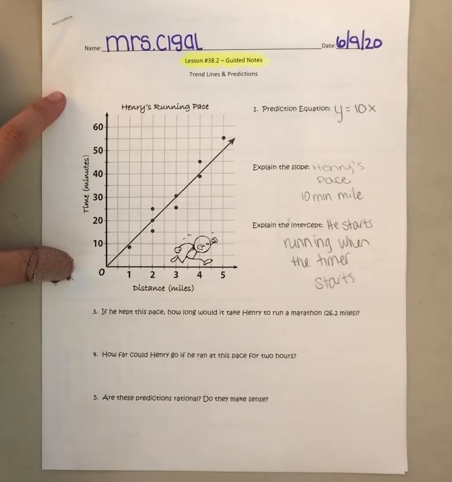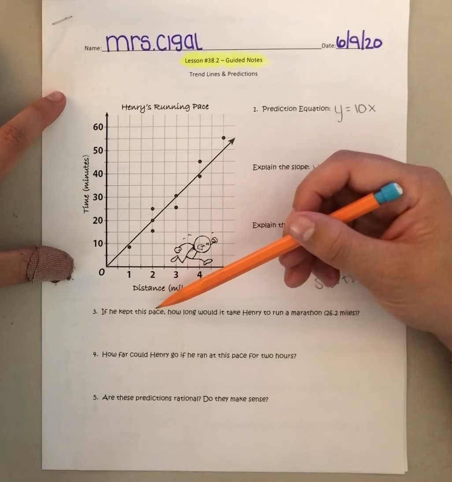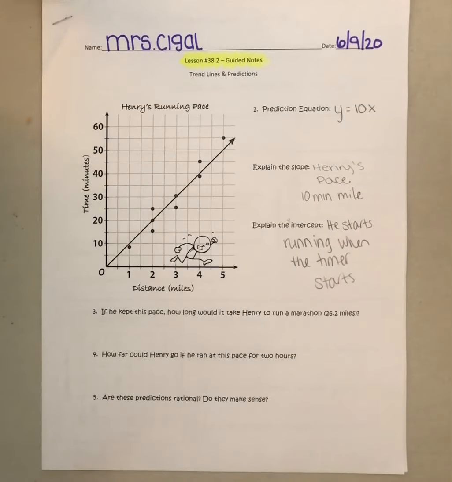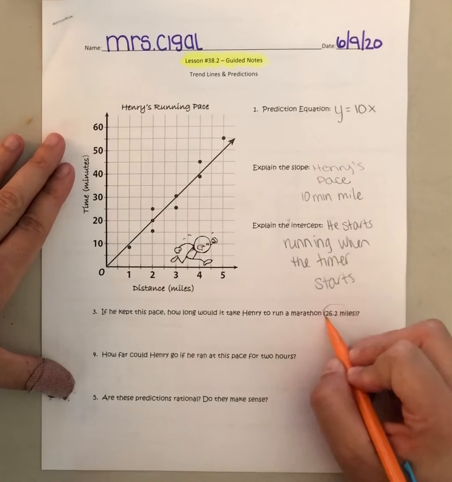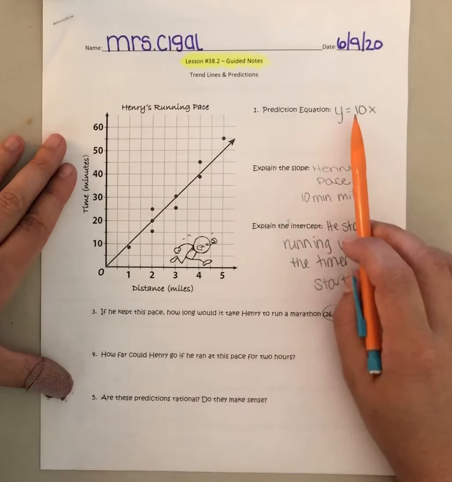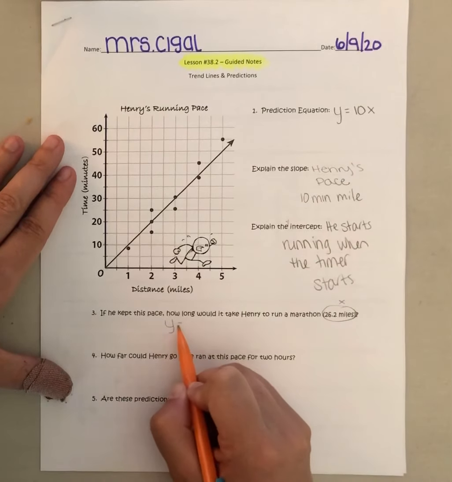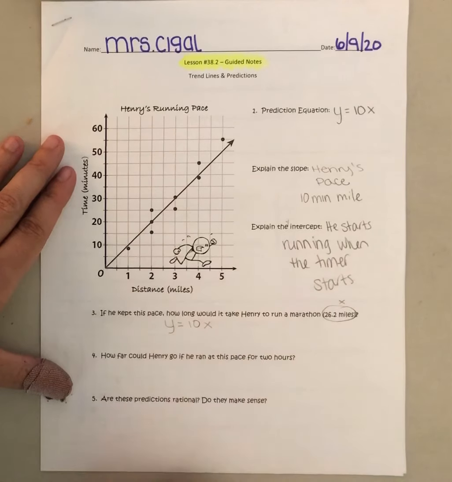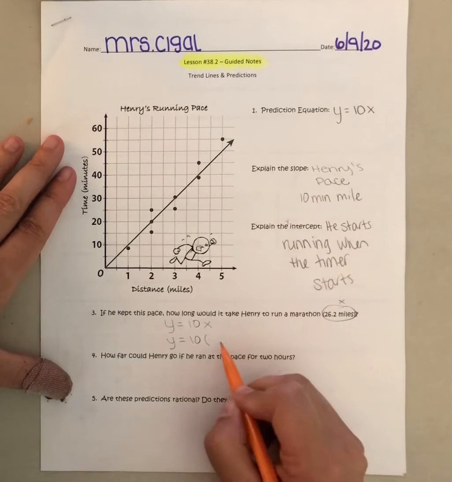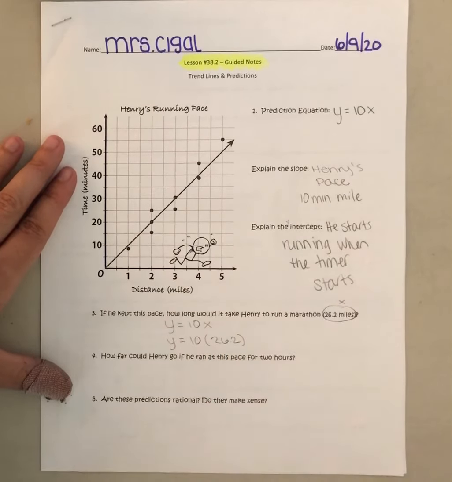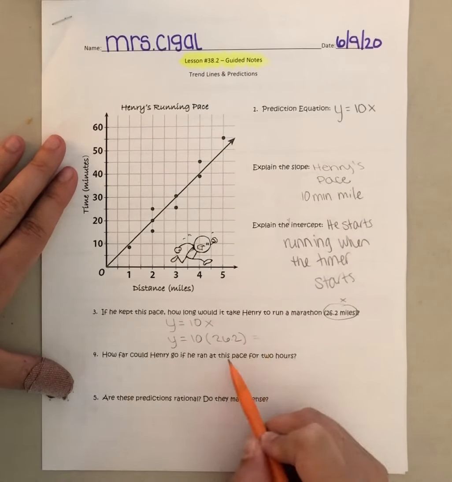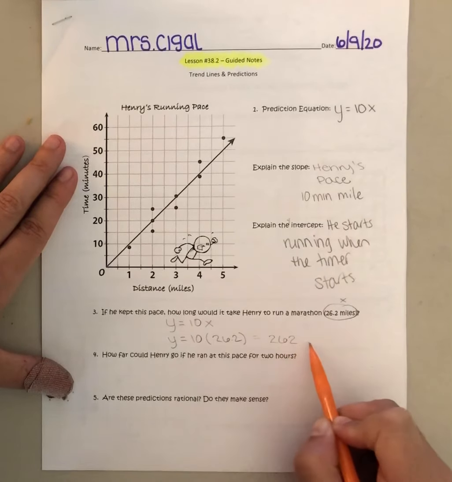Okay, so question 3. If he kept this pace, how long would it take Henry to run a marathon, which is 26.2 miles? So distance is the x value. So all I really need to do here is take that, and I'm going to plug it in for x into our prediction equation. So the equation in the trend line becomes our prediction equation because we're going to use it to make some predictions. So y equals 10x, but I'm going to input the distance we're looking for the x value. And I want to see what the y value is going to be, so the time in minutes. So if we multiply this out, we have 262 minutes.